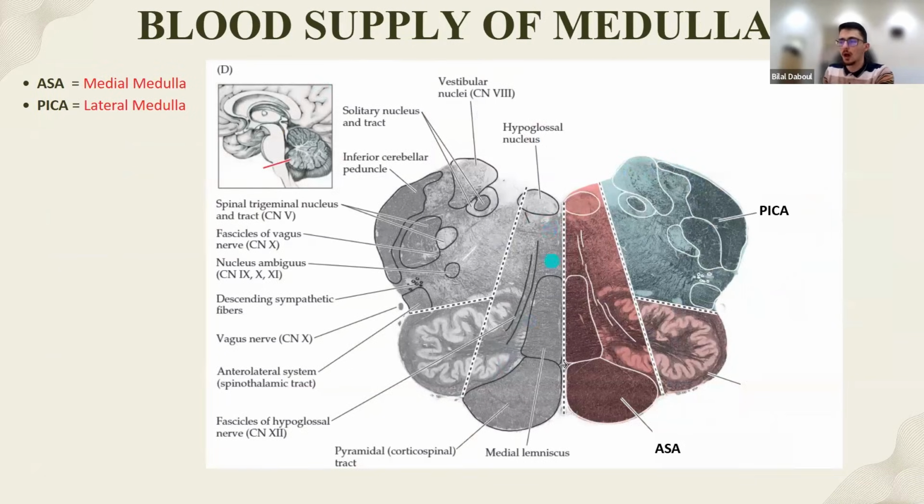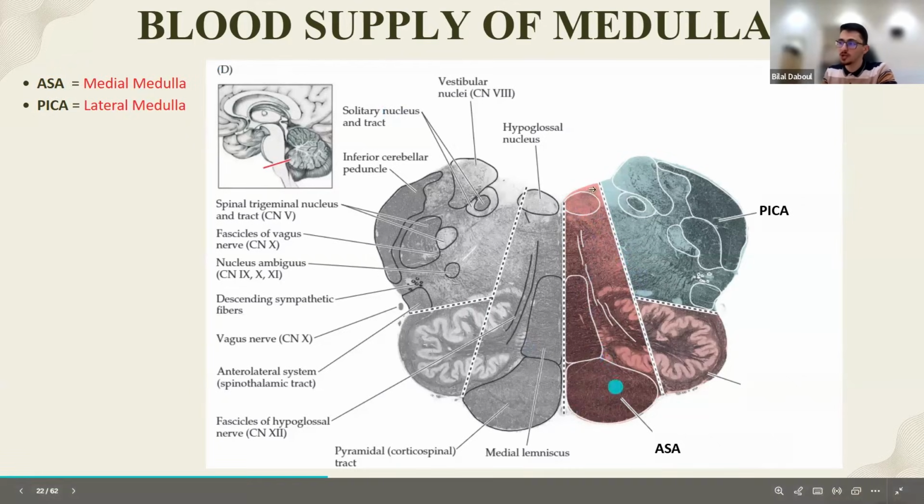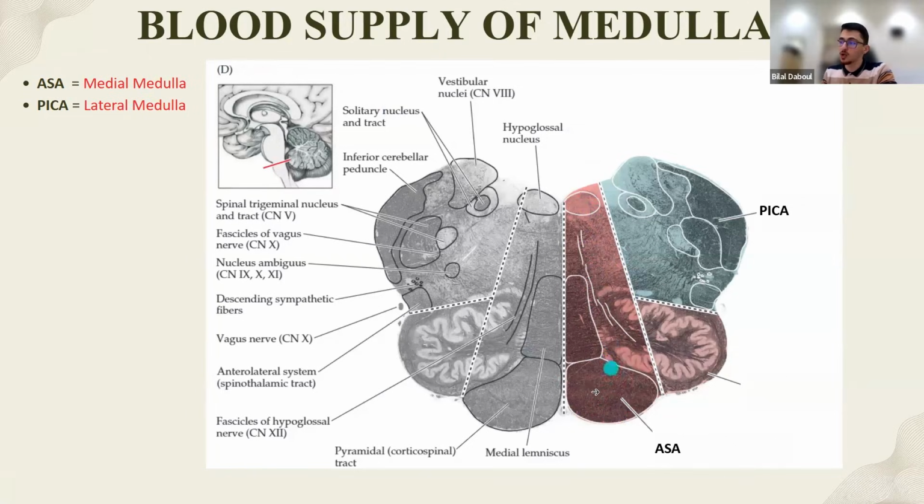This is a very nice slide I wanted to include. It shows the blood supply to the medulla, and it corresponds to the lesions, actually, which we'll discuss in detail later on. The medial medulla is supplied through the anterior spinal artery. So this is very important. You need to know this. This is memorization. The anterior spinal artery supplies the medial medulla, corresponding to the corticospinal tract, the medial lemniscus, the MLF, the medial longitudinal fasciculus, and the hypoglossal nucleus.